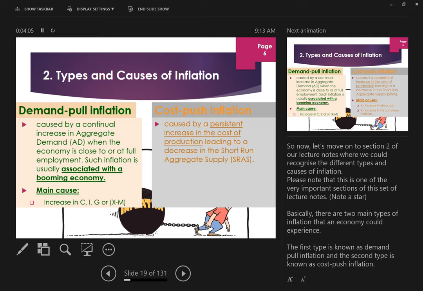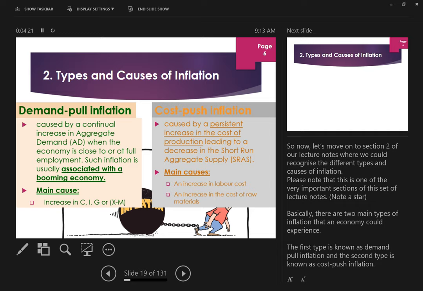So you need to state what happens to your AS. When there's an increase in cost of production, what changes here is a decrease in your SRAS. When you draw a decrease in your SRAS, you can see your GPL will increase at the end of the day. So what are the main causes of an increase in cost of production? Increase in your labor cost, or increase in the cost of your raw materials.